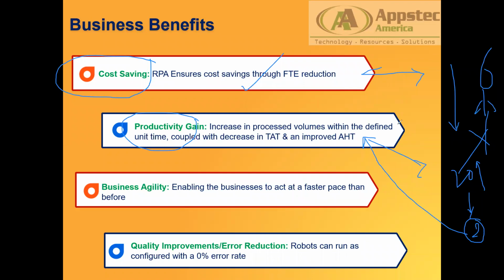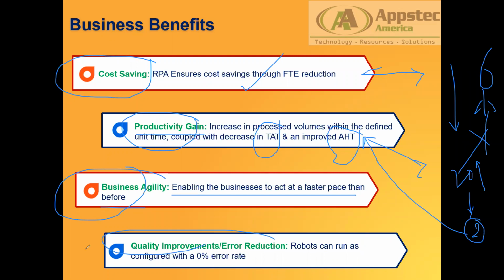Correct? So the number of volumes increases, the turnaround time (TAT) has reduced, and I have an average handling time which is improved. Correct? So I have a productivity gain. Next is business agility, enabling the business to act faster than before. Obviously, if I'm able to process more transactions on a daily basis, if I'm able to cover a lot of tasks on a daily basis, my business agility increases. I'm able to move fast, right?